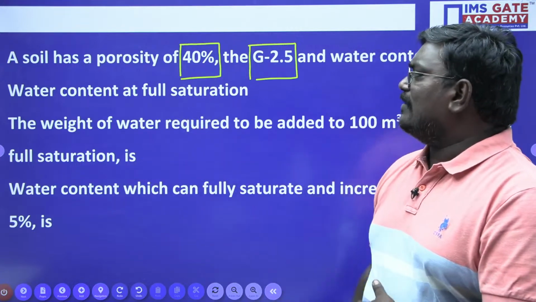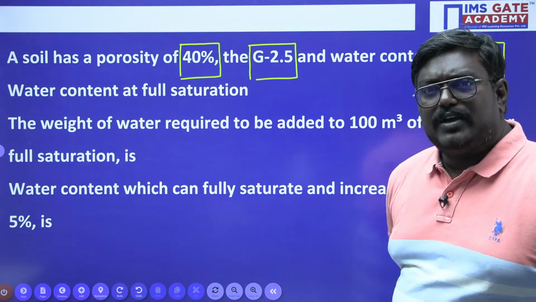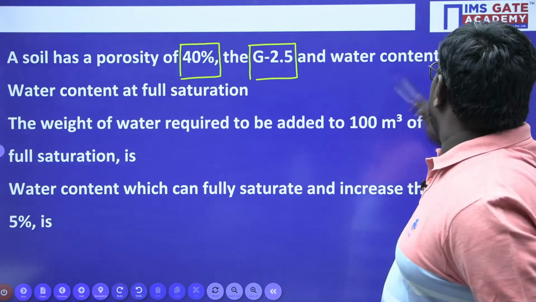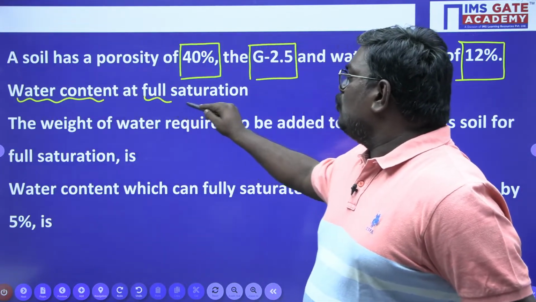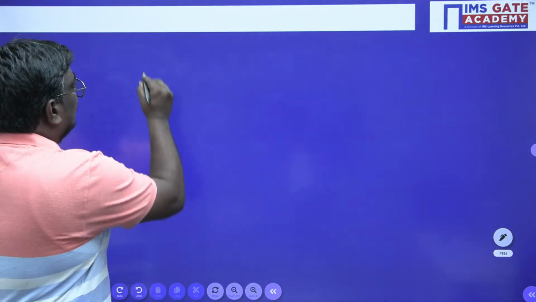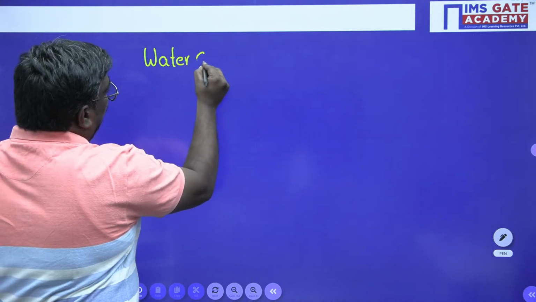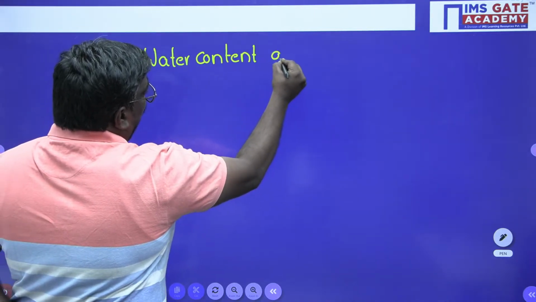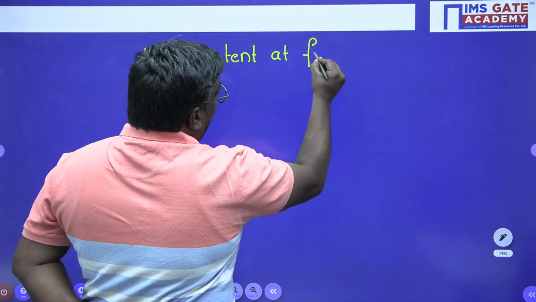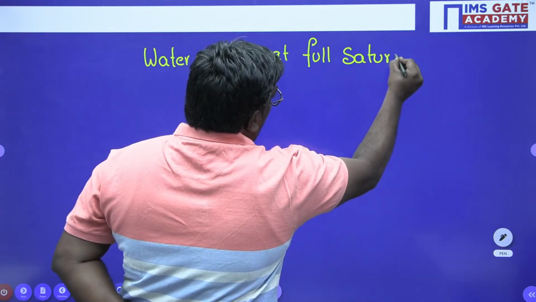The first question they have asked is, they have given the value of porosity, they have given the value of specific gravity, and they have given the water content value as 12%. The first question is the water content at full saturation. So let us solve this problem. In the first question, what they have asked is, calculate the water content at full saturation.